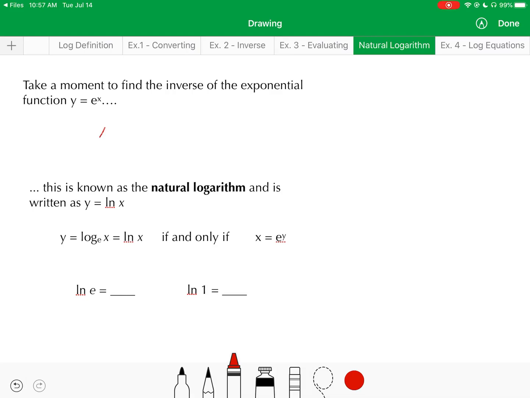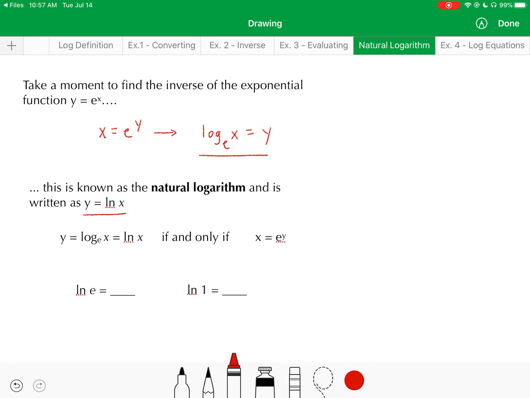Well, again, we would start with x equals e to the power of y, and then we would put it in its logarithmic form to solve for y. That would be log base e of x equals y. Now this logarithm, where it has a base of e, is known as the natural logarithm, and we have a special notation for it.